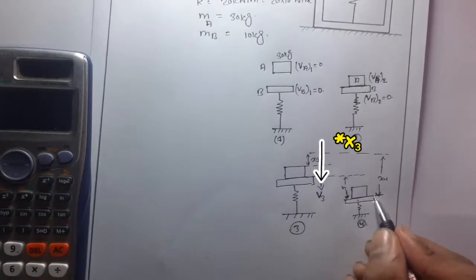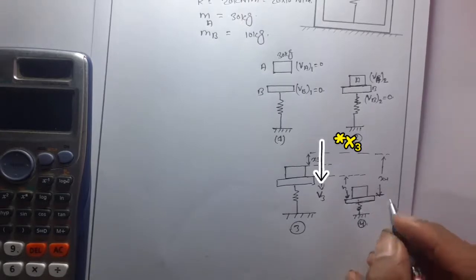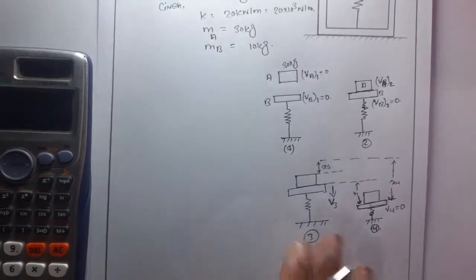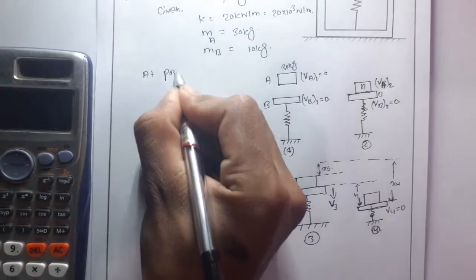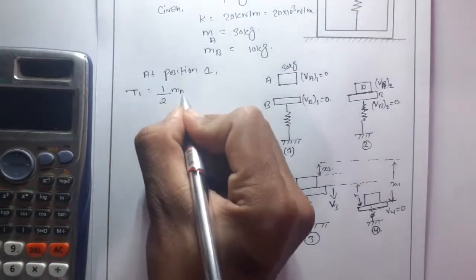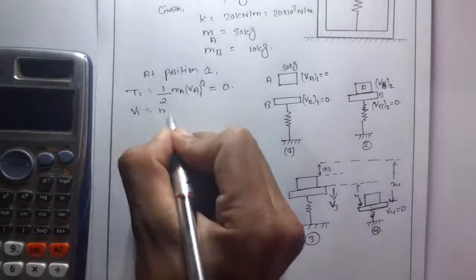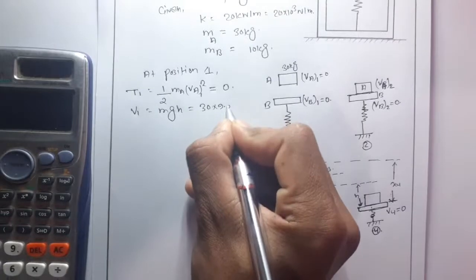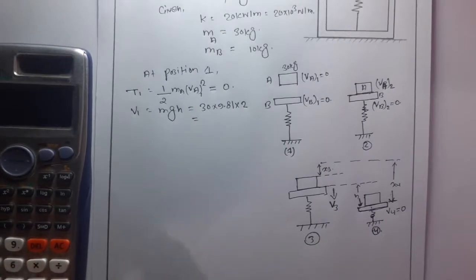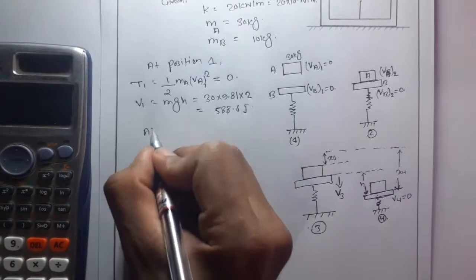And after maximum deflection, that is x4, the velocity of block is 0. So v4 is 0. Now at position 1, T1 is equal to 1/2 mA vA1 square is equal to 0 and V1 is equal to mgh. This is 30 into 9.81 into 2. So this is 588.6 joule.